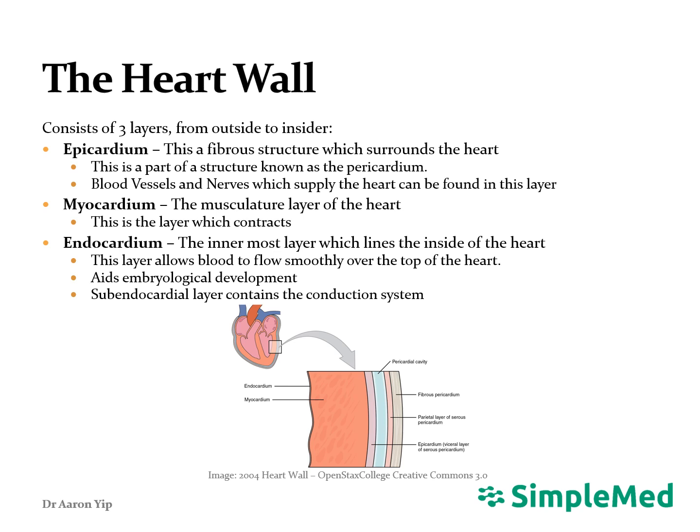In the middle, we have the myocardium, the thickest layer. This is a layer of muscle which contracts and allows the heart to pump blood. And finally, we have the endocardium, a layer of endothelial and connective tissue. The function of this layer is to allow blood to flow smoothly over the top. It aids in embryological development. And we are also able to find the heart's conduction system under this layer.